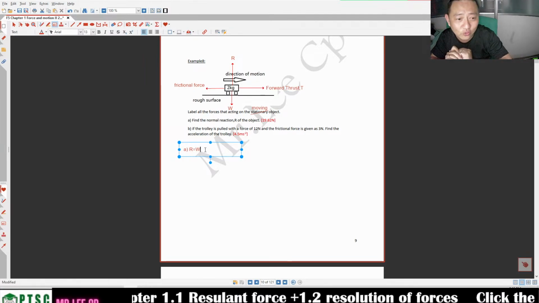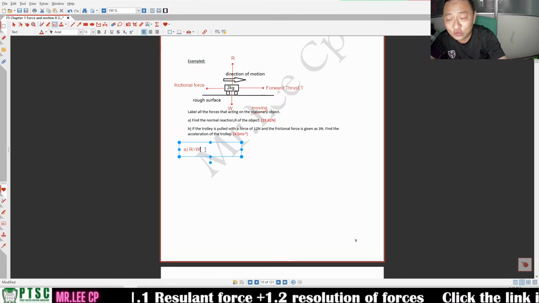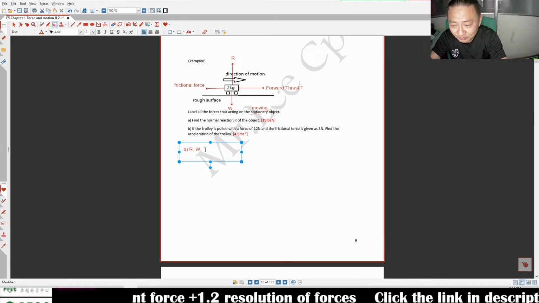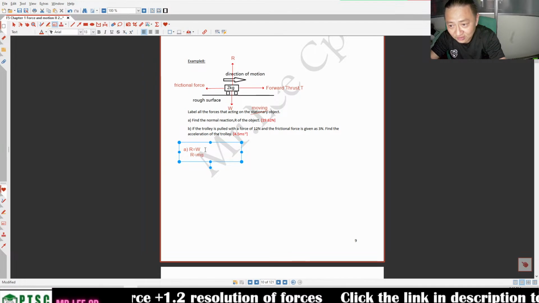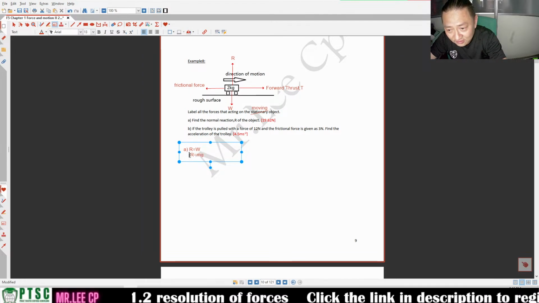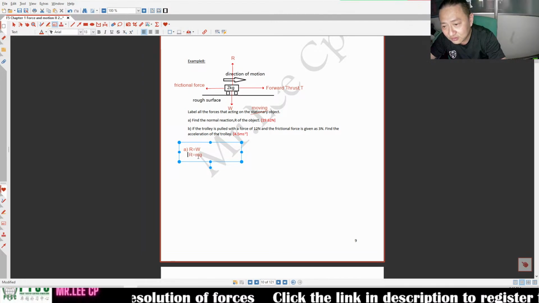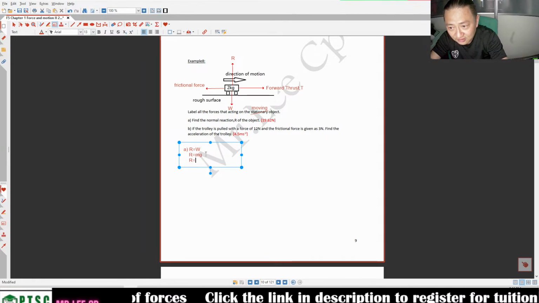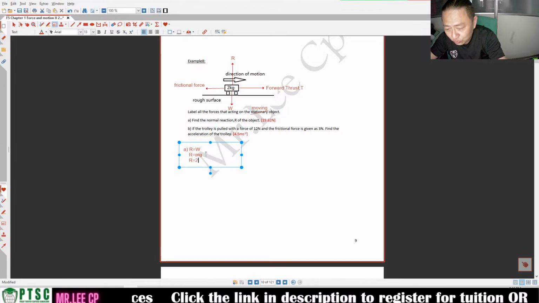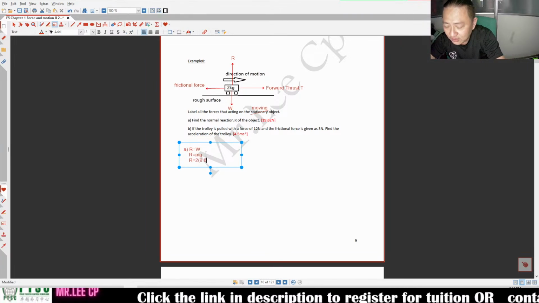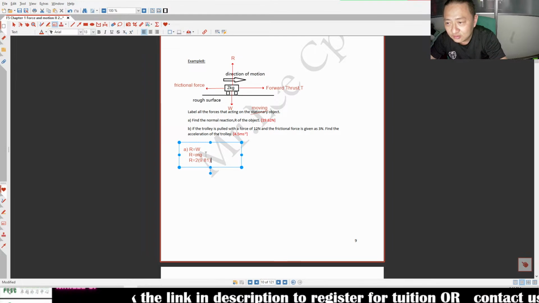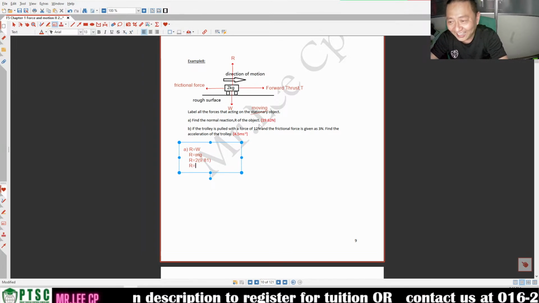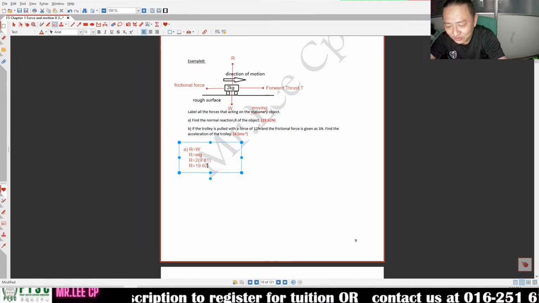So R is always equal to W if it is not going up or down, right? W is equal to mg, and your R is going to be m times g, 2 times 9.81. No need for a calculator, I have the answer here. R is equal to 19.62.